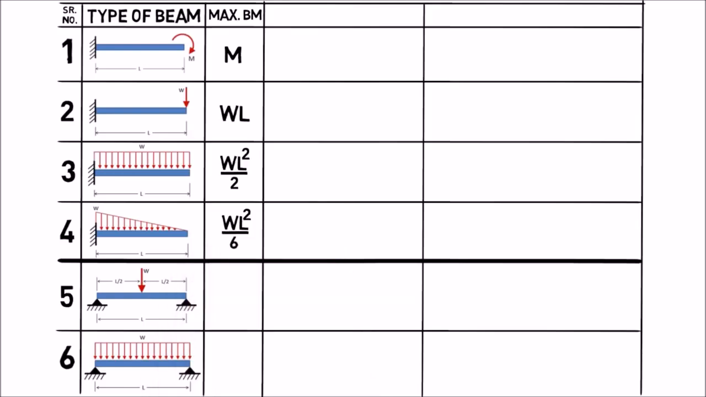In fifth case, taking moment at center, here because of symmetry, reaction will be W by 2 into distance L by 2. So the maximum bending moment is WL by 4. In sixth case, taking moment at center, which will give maximum bending moment WL square by 8.